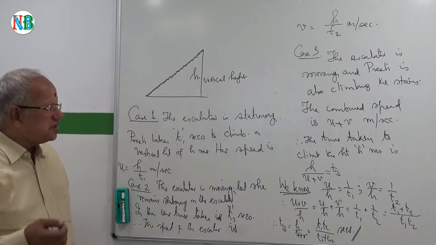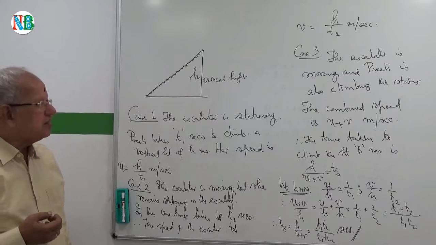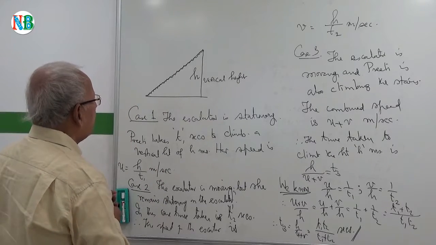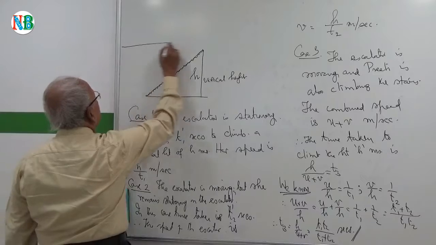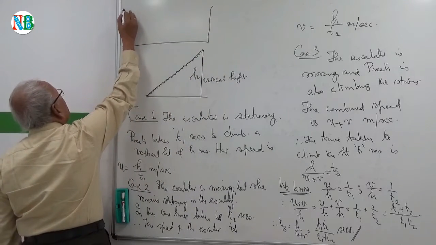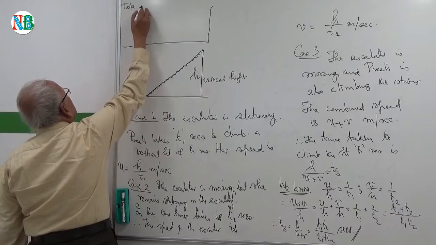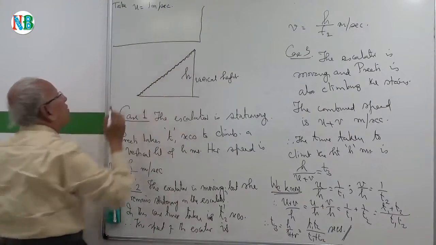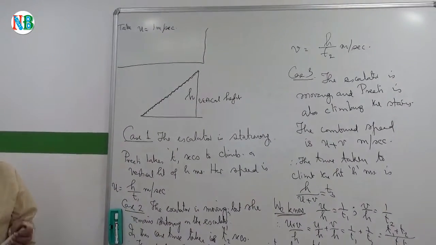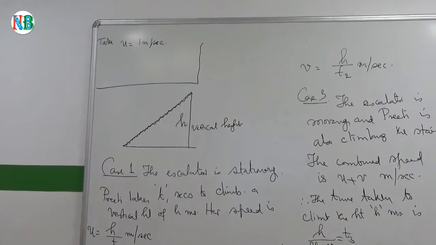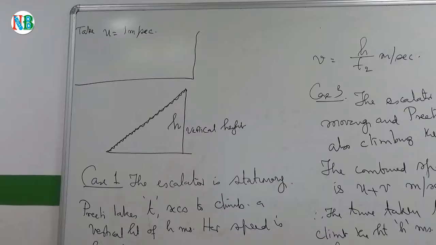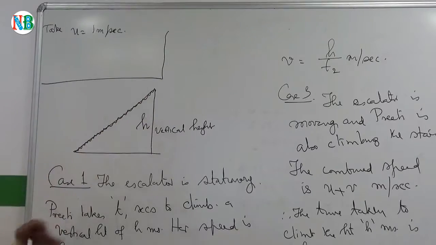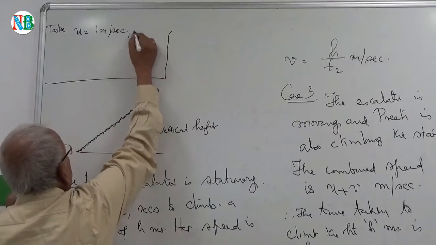See, let us just satisfy ourselves with some special values for these speeds. This is just to understand the problem, right? Let me assume an example, just verification. Say take u to be 1 meter per second. What does it mean? That means Preeti climbs the stairs and clears the vertical height. Say the speed is 1 meter per second. So how long will it take? And let me assume h to be 10 meters.